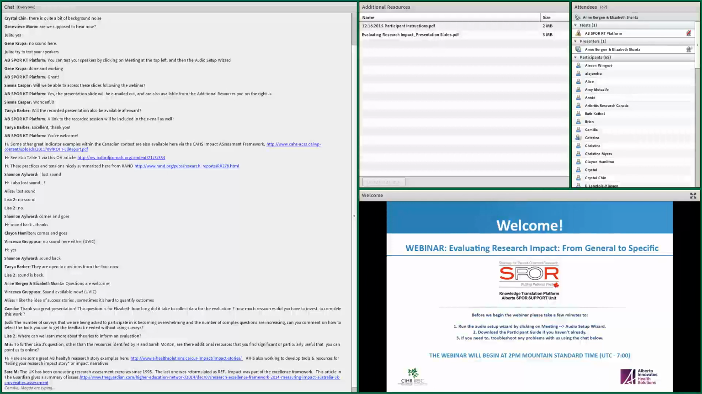Other than the resources identified by H and Sarah Morton, are there additional resources that you find useful? Yes, in the resources section. So betterevaluation.org, there's some nice work by the UK's Economic and Social Research Council and by the National Collaborating Centre for Methods and Tools on evaluating knowledge translation interventions. And those are some nice starting places.